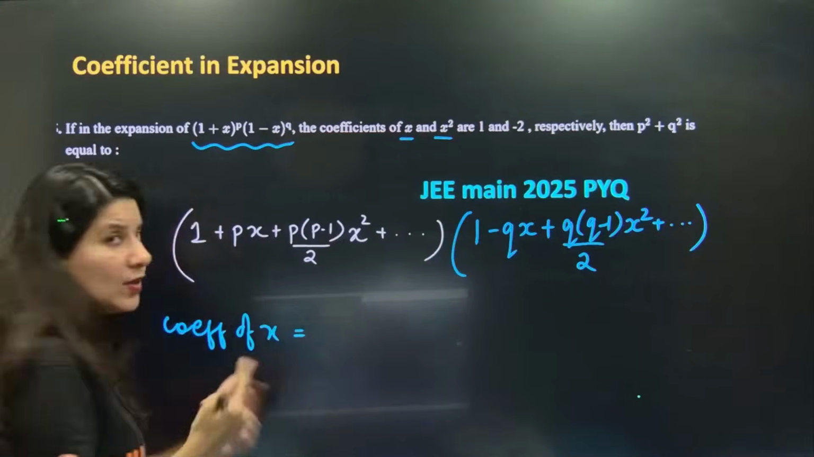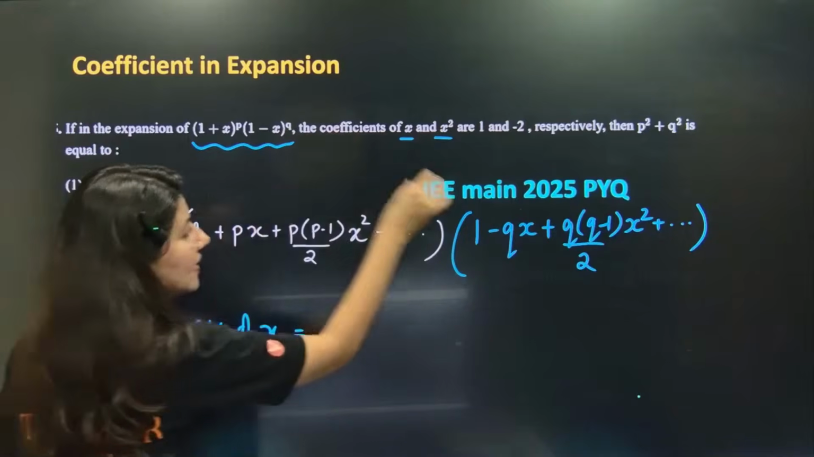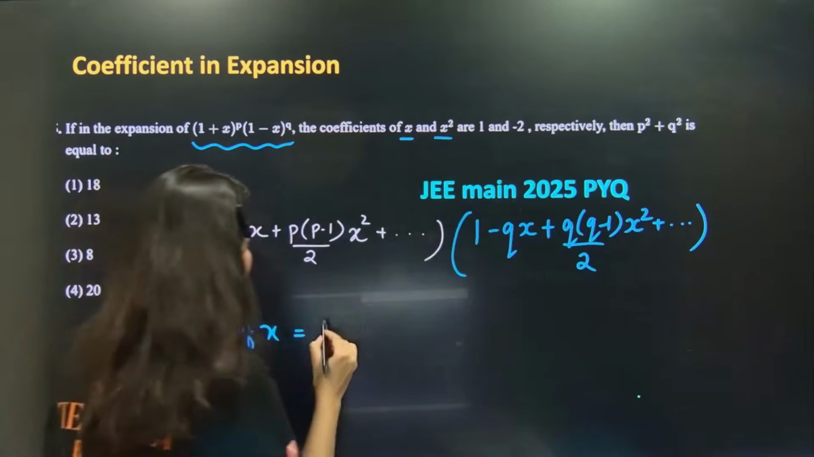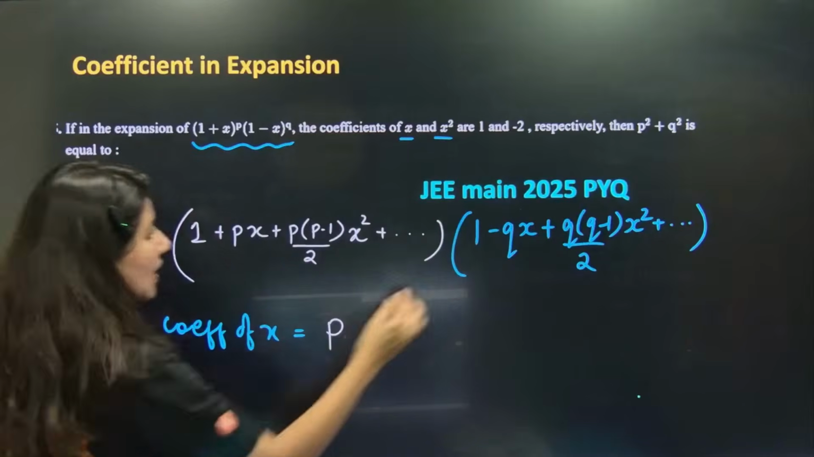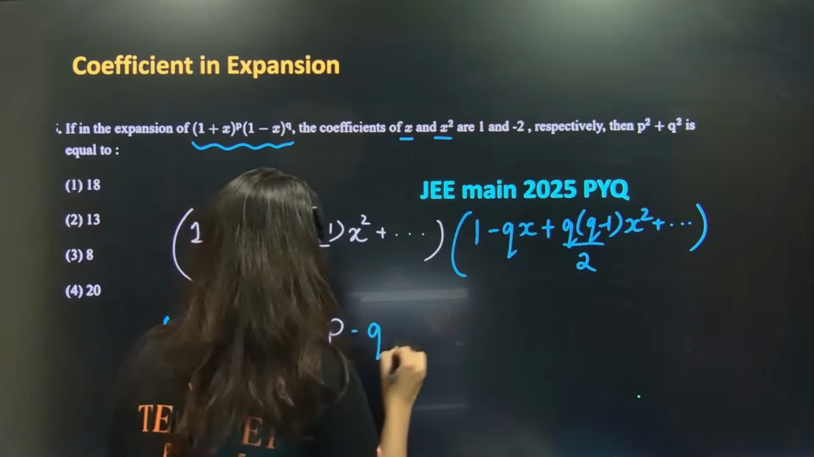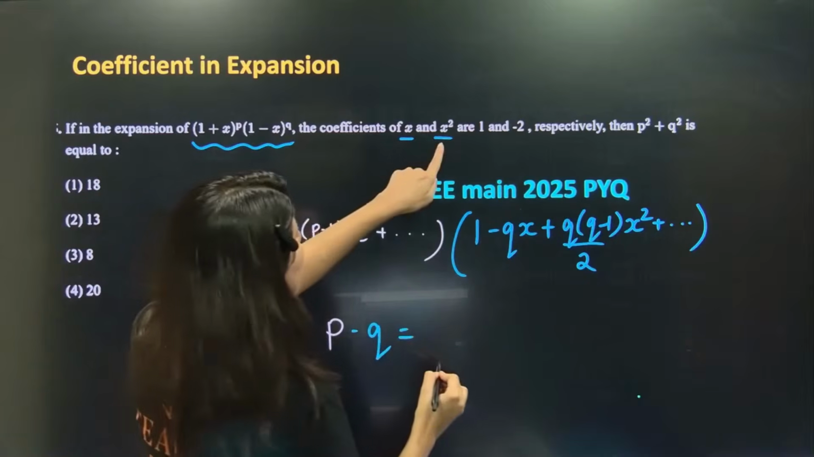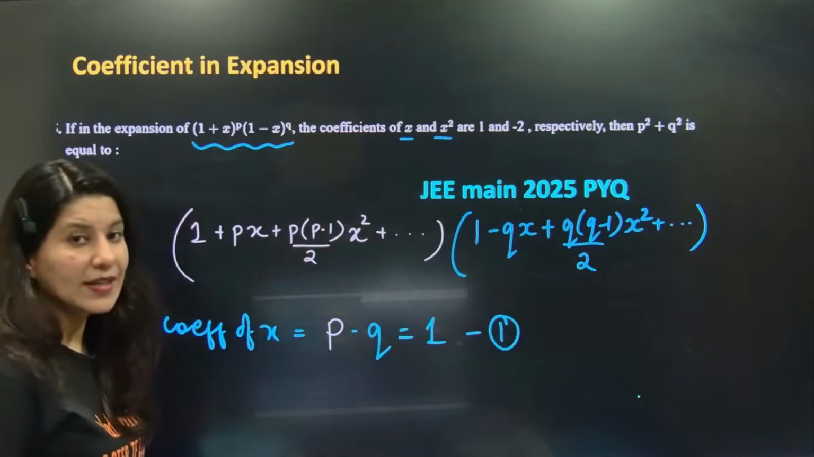Everybody, how will you get x if you multiply? If px gets multiplied with 1, we are going to get px. So the coefficient of x will be p. Now if minus qx gets multiplied with 1, we get minus q. So p minus q is the coefficient of x, which is just 1. This is your first equation, right?